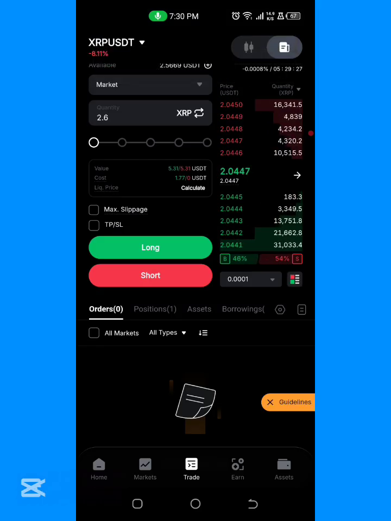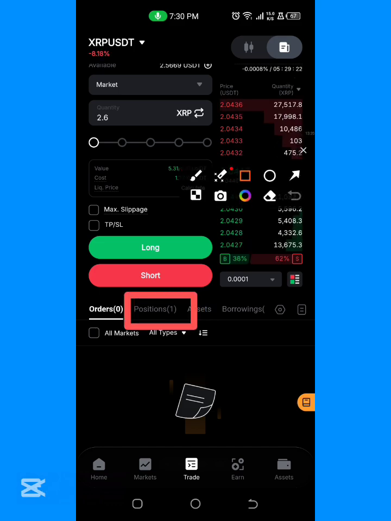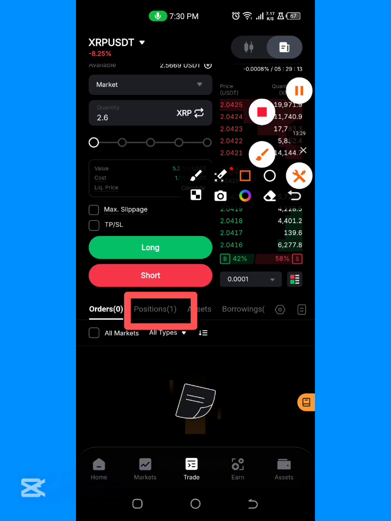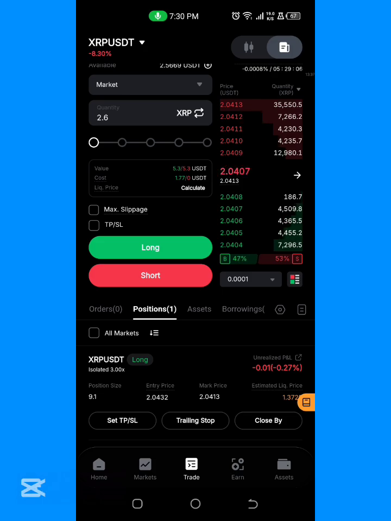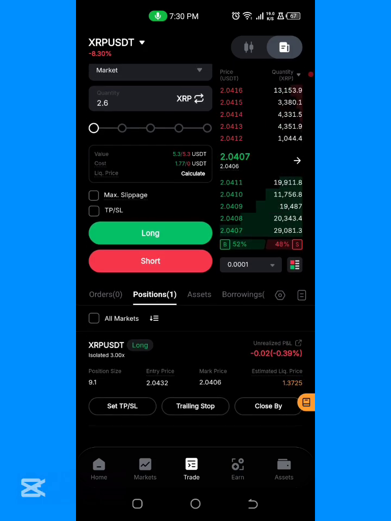Now, look at this place, you can see position. You can see in my position now, there is something written there. You see 1. That means I have opened a trade. So anytime you are opening a trade, you will see it under position there. So let's click on position and see the trade. Now this is the trade.